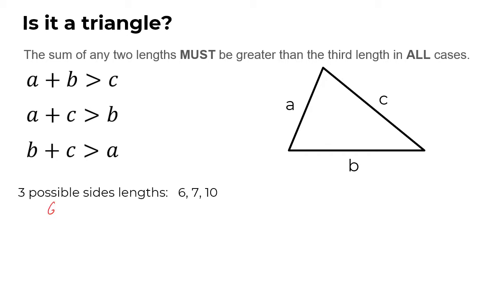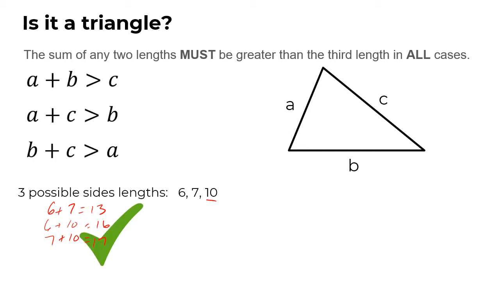So if we take the 6 and the 7, that adds up to 13, which is greater than that third side, 10. And of course, if we take any of the others, 6 plus 10 or 7 plus 10, those are going to be greater than the 10 as well. So really what you've got to pay attention to are those two smallest numbers. If that 6 and 7 don't add up to be greater than 10, then this cannot be a triangle. So in this case, that one is indeed a triangle, okay?